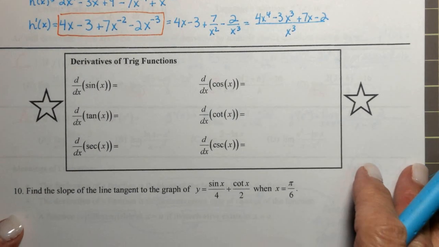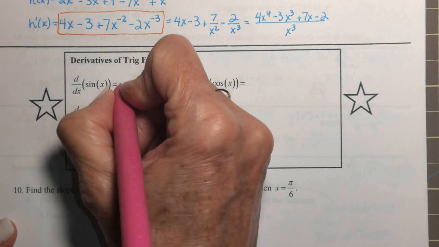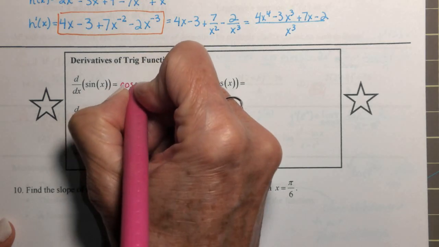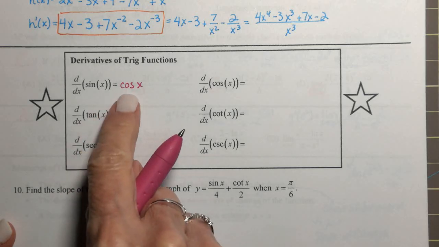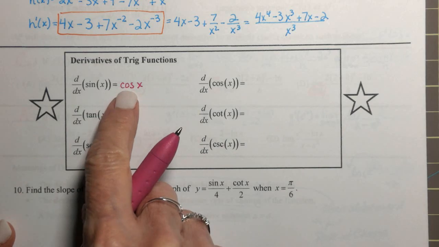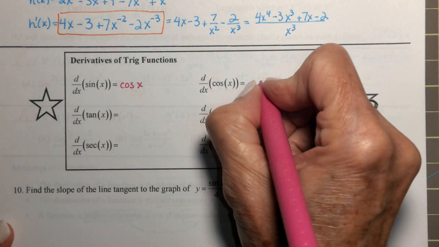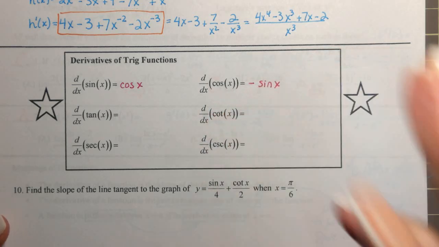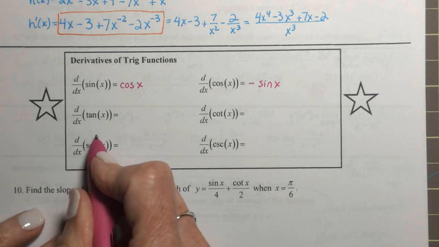All right, last thing for today, let's review our derivatives of the trig functions. The derivative of sine of x is cosine of x. Okay, we have to memorize that. Anything with a star you have to memorize. Okay, the derivative of cosine of x is negative sine of x.